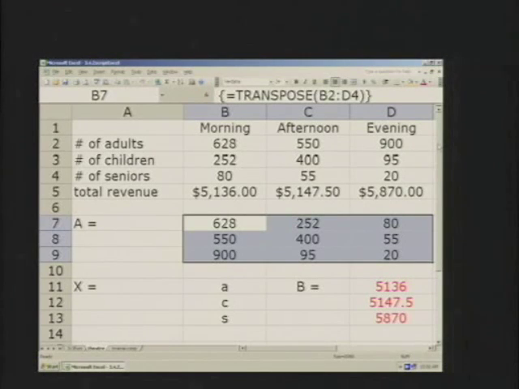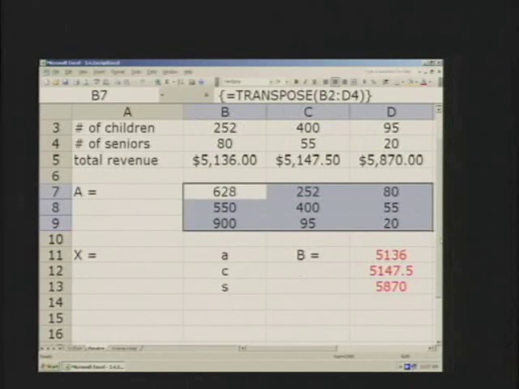We want to know the price of a senior ticket. Cramer's rule is especially useful here since we only want to solve the system for one of the variables, the variable S. When the columns formed the equations, remember, we had to transpose the data in the table to get the coefficient matrix A so that we can set up the matrix equation AX equal to B.